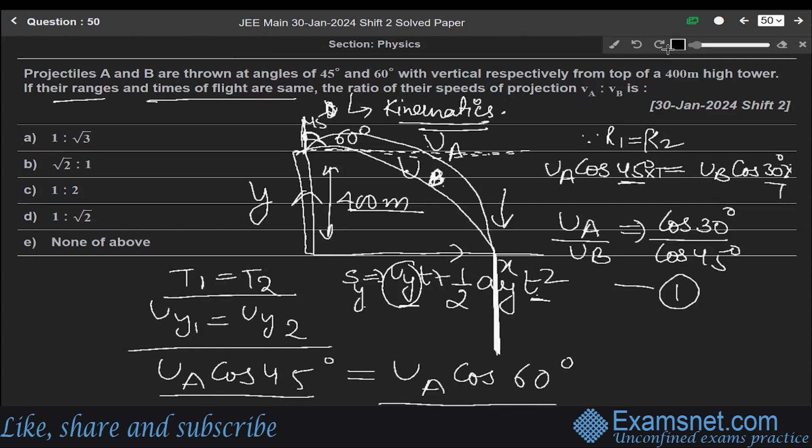But if we are using these two equations, first and second, there will be two answers for a given question, and this is not possible. So the correct answer will be none of the above.